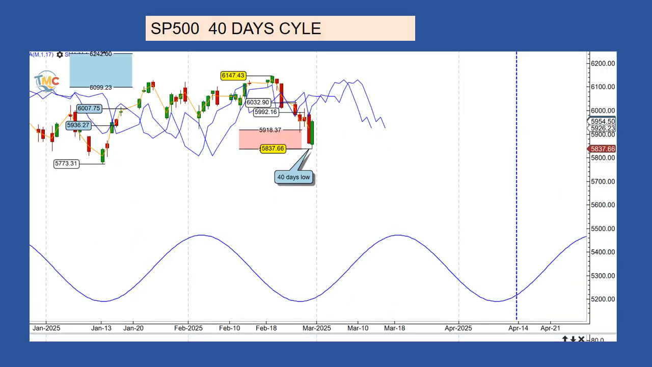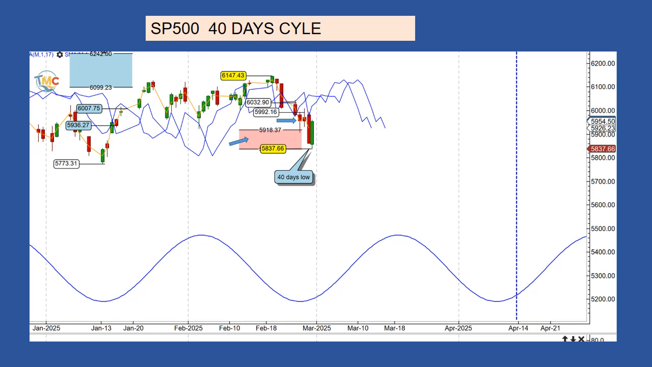The 40-day cycle. On February 25th, the SP500 crossed below its cycle lines at 6,032.90 and 5,992.16, providing a downside target zone between 5,918.37 and 5,836.89. On the same day the SP500 touched lightly the top of the zone, but on February 27th and 28th it filled up the zone completely.